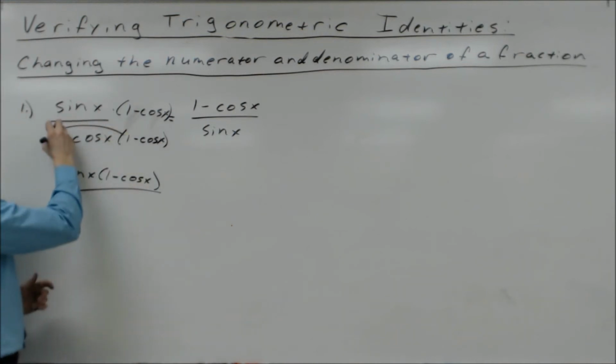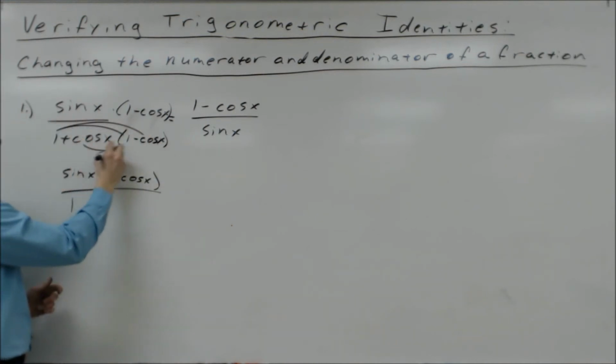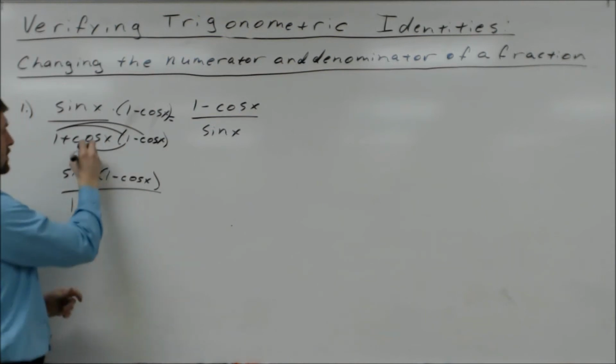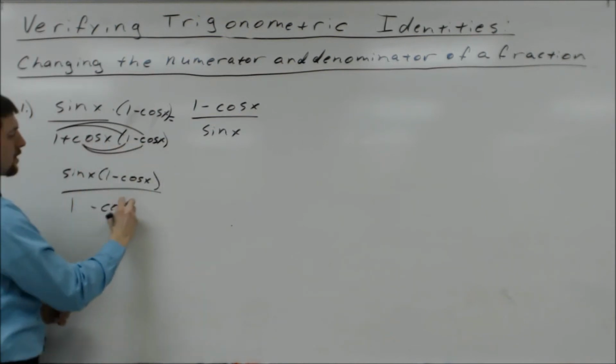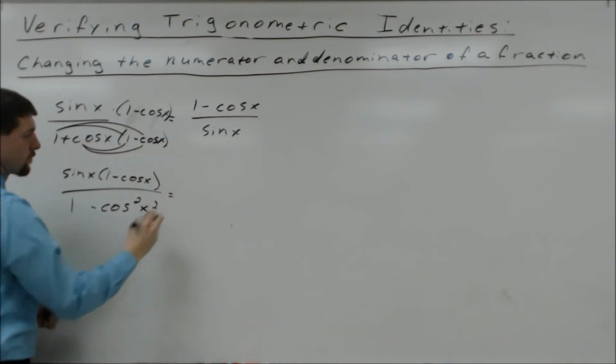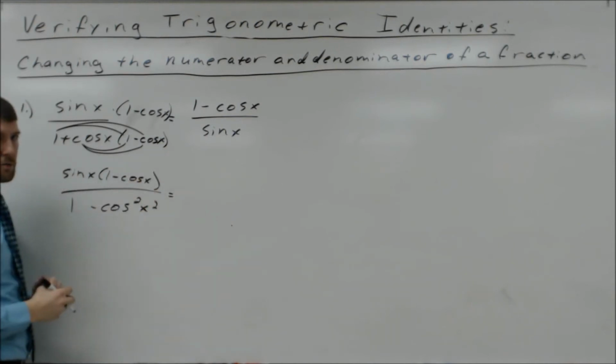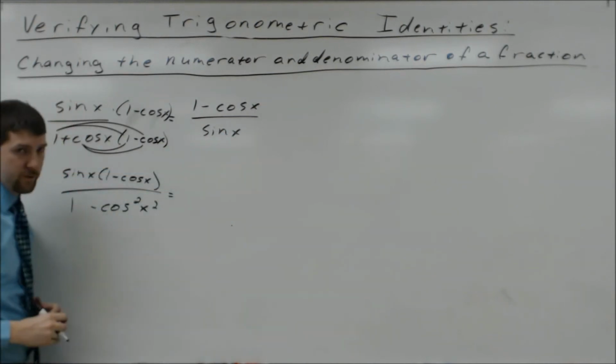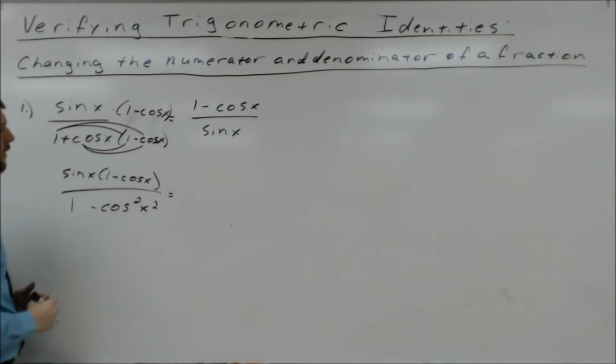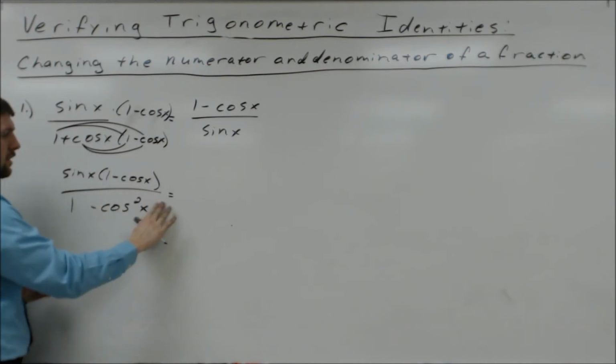1 times 1 is 1. Minus cosine plus cosine cancels. And I get minus cosine squared of x. So I've got the 1 minus cosine in the numerator like I've shown for this expression I need. Now I just need to figure out how to get rid of that sine and get another sine on bottom.